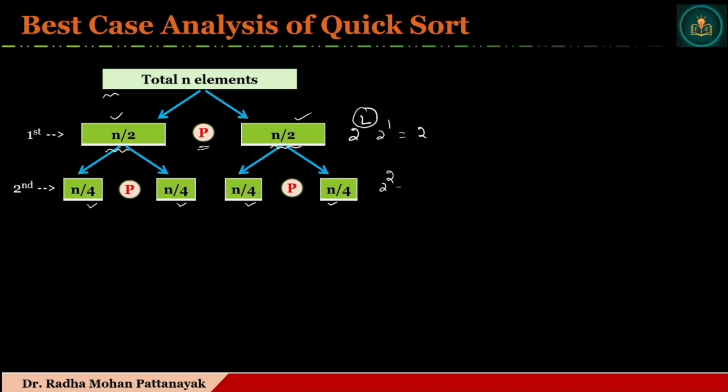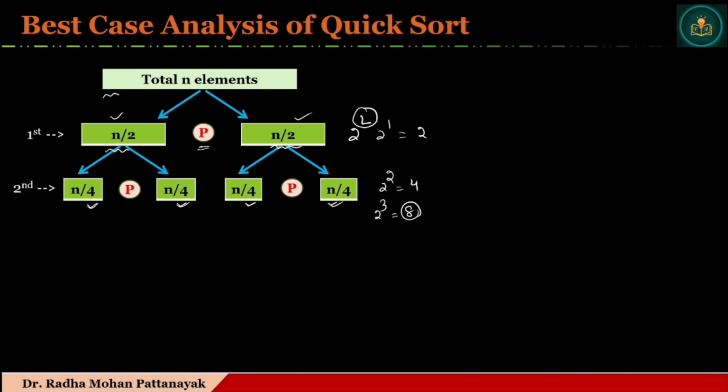That is 2 to the 2 equals 4, and you can see here in the second level 4 sub arrays are present. In the third level, how many sub arrays will come? 2 to the power 3, that is 8. So in the third level we will get 8 sub arrays, right? The partition method processes each sub array recursively, hence it is forming a recursive tree.